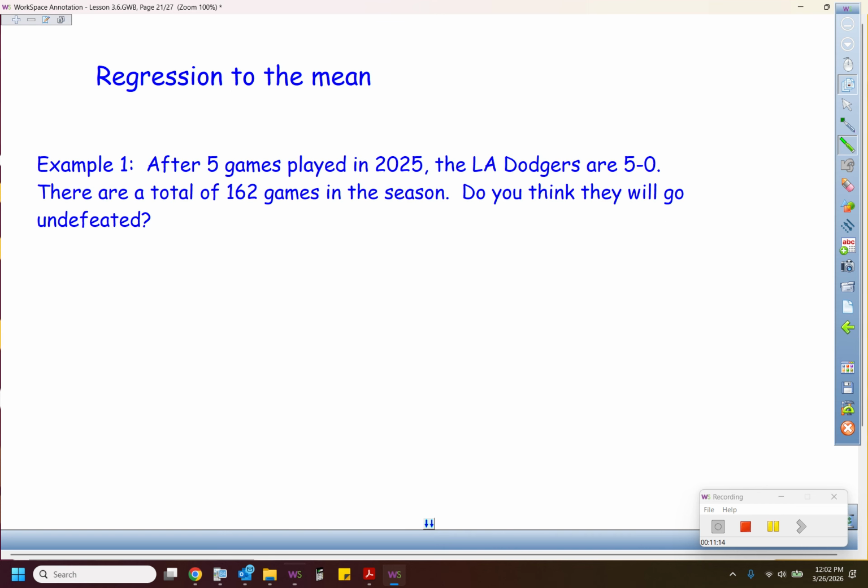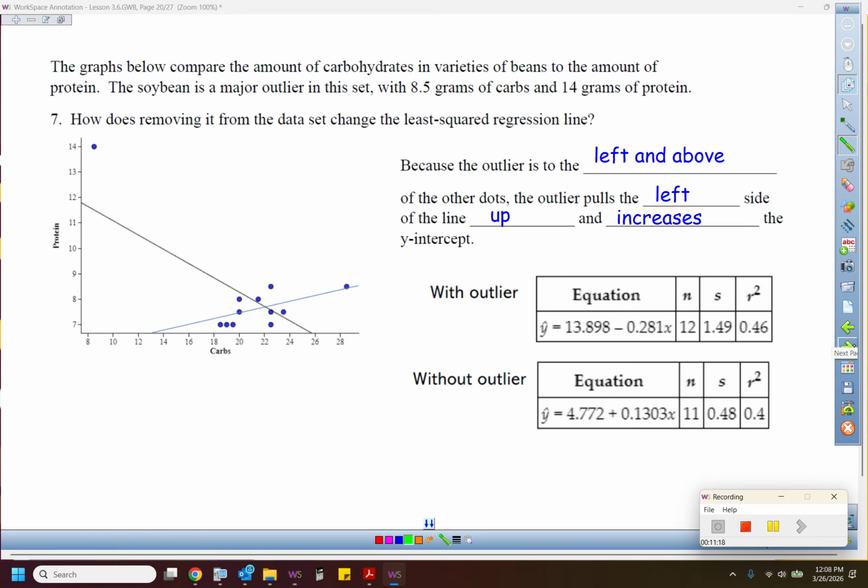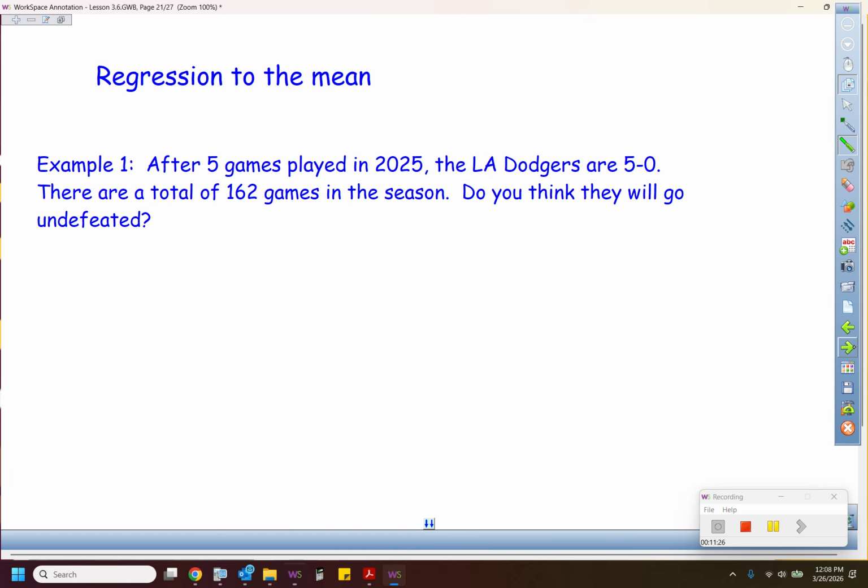But the last concept of the day is called regression to the mean, and I have 3 quick examples. So you guys cool that mean means average? Are you with me on that? Check this example out, just talking out loud.